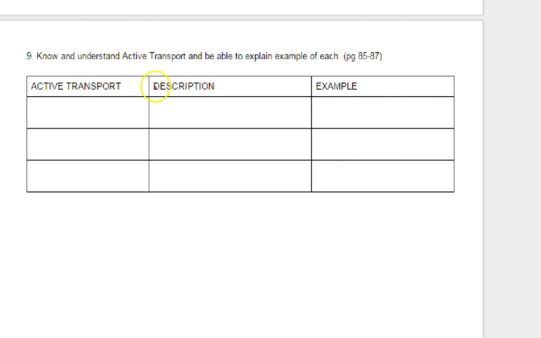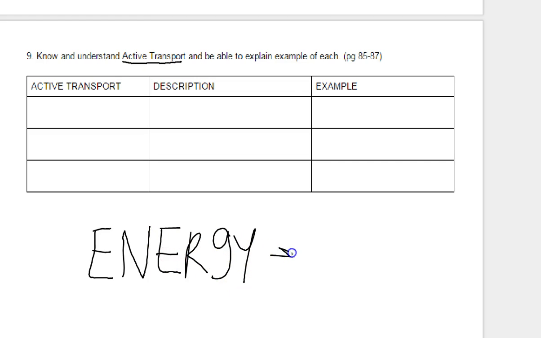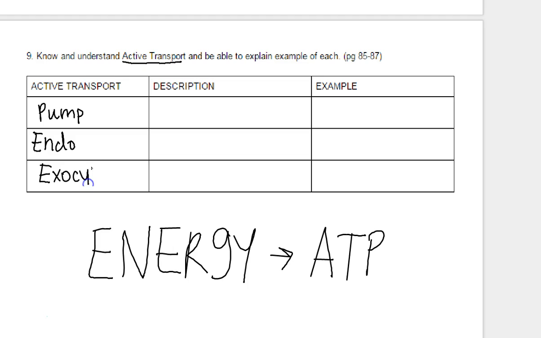All right, our last question talks about active transport, and the big thing here is you need energy. And this energy is ATP, which we're going to learn about next. So ATP allows these following active transports to work. So we have pumps, protein pumps. They're channels that kind of move things in and out. We have endocytosis, and we have exocytosis. I should write that out, I suppose.